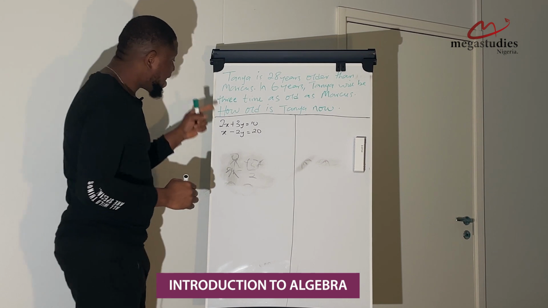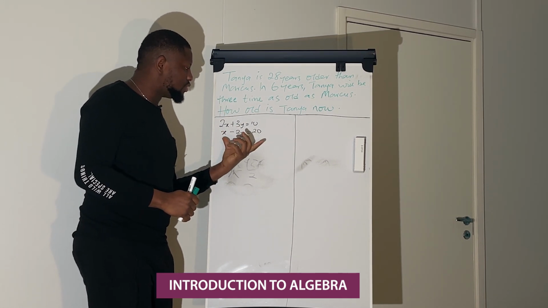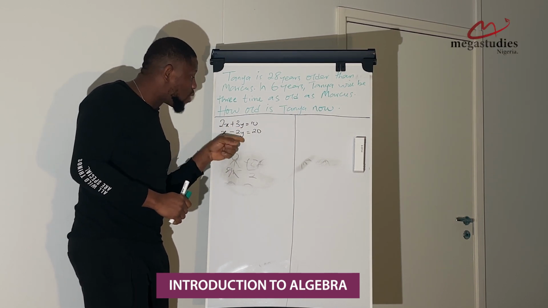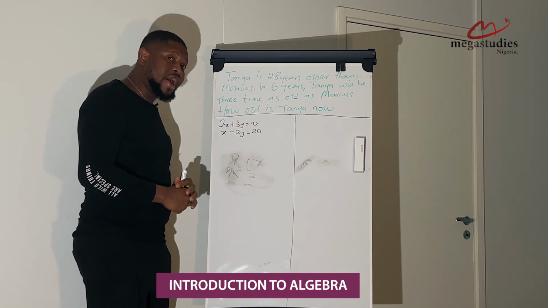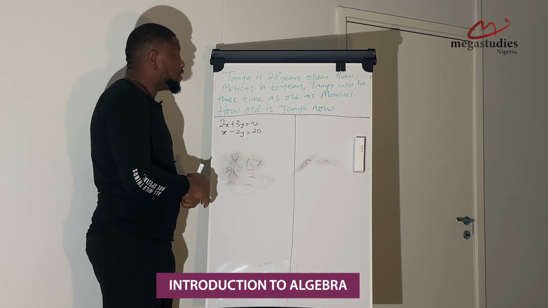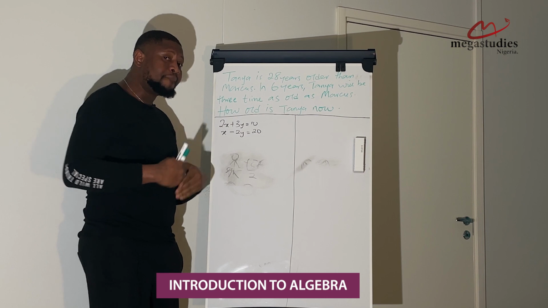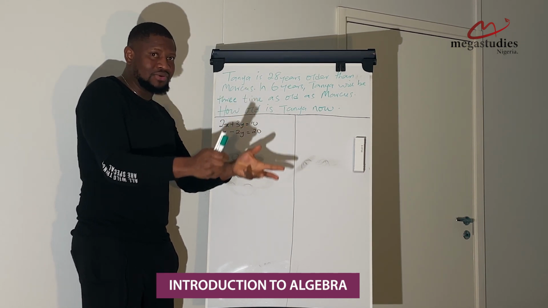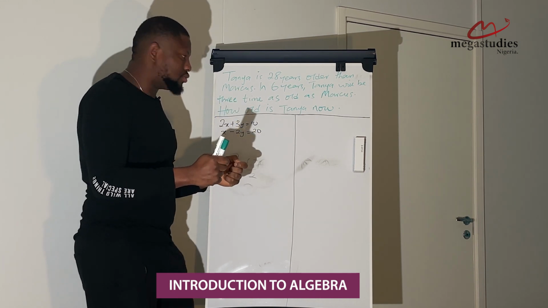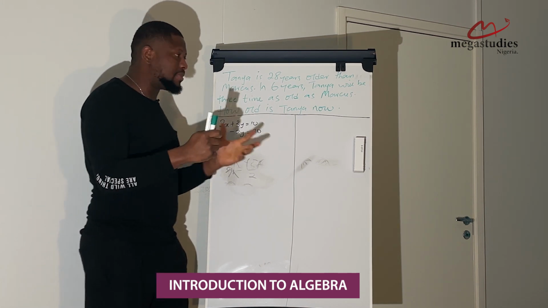For example, if we have a question like this, the essence of this question is for us to look for the value of x and the value of y. That is the most important thing. And as a good mathematician, mathematics will help us to build analytical skills and critical thinking. These are very good skills to have when dealing with anything that has to do with calculations and mathematics.